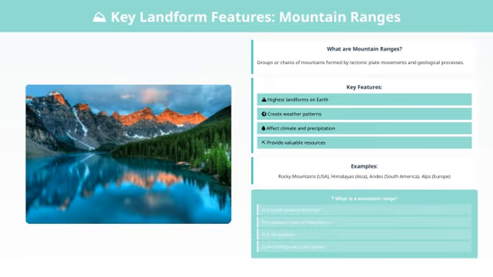Let's talk about mountain ranges, which are groups or chains of mountains formed by tectonic plate movements and geological processes over millions of years. These landforms are some of the highest on Earth, making them truly impressive features of our planet's surface. Not only are they towering structures, but they also play a crucial role in creating weather patterns.